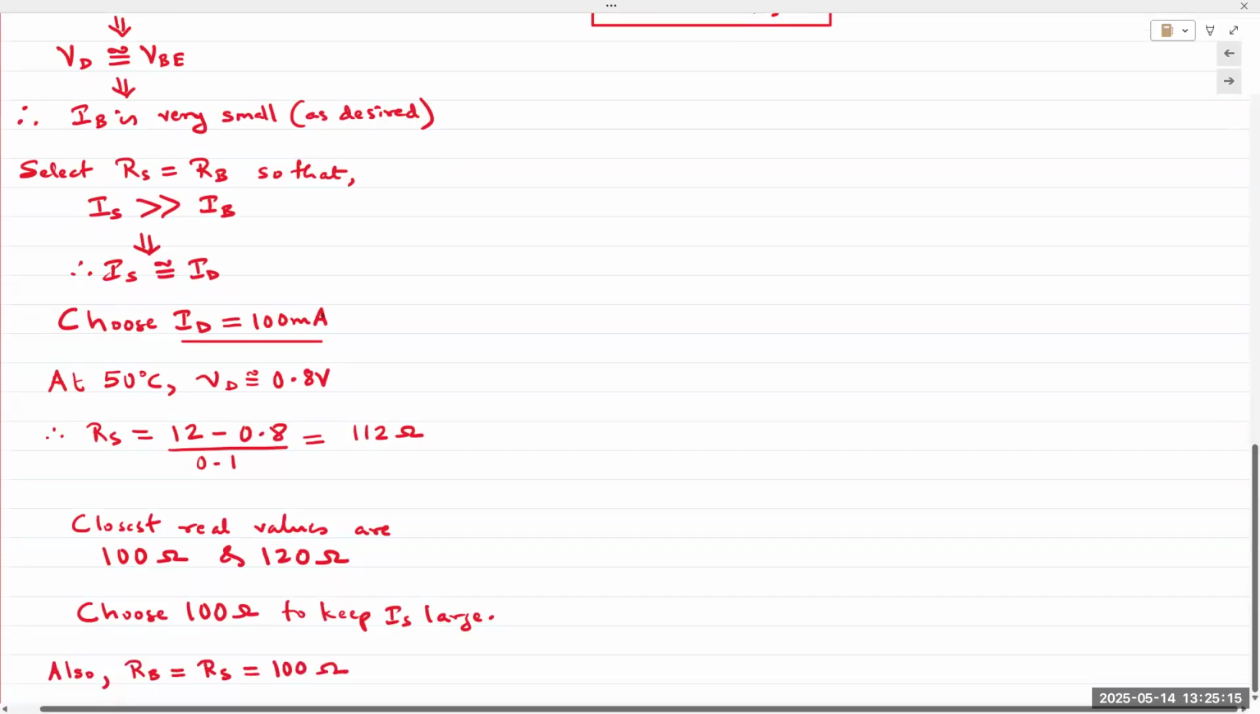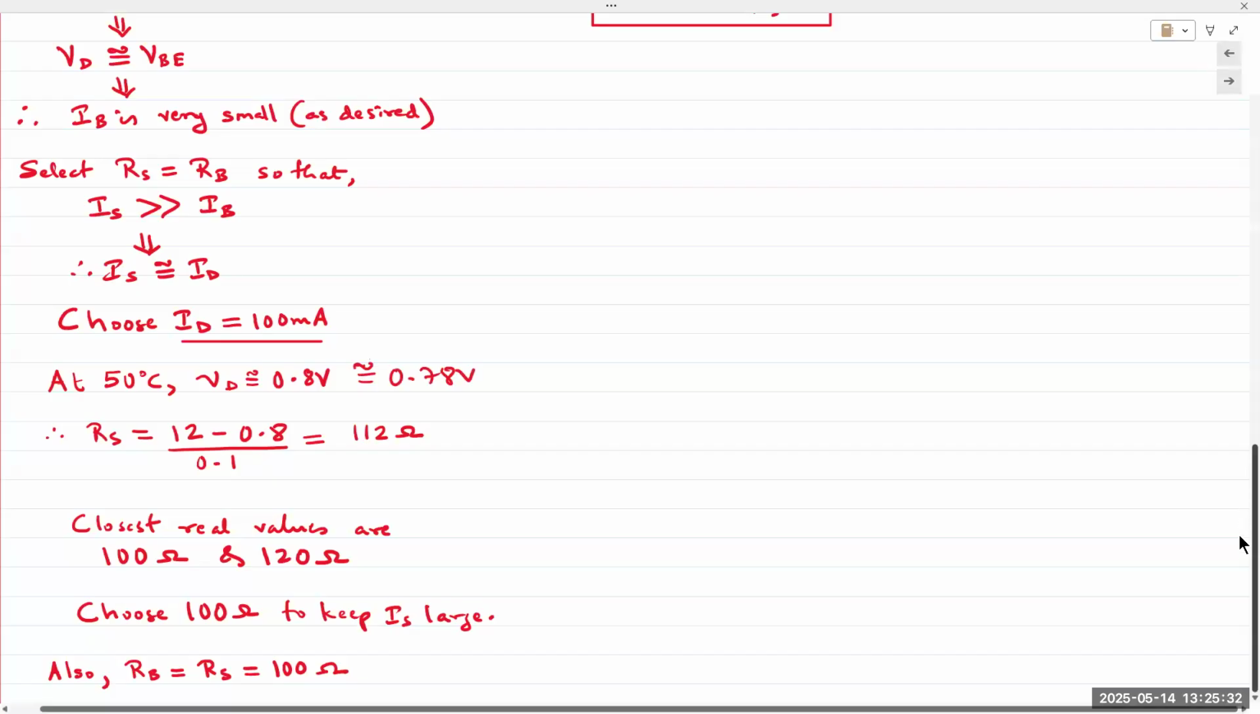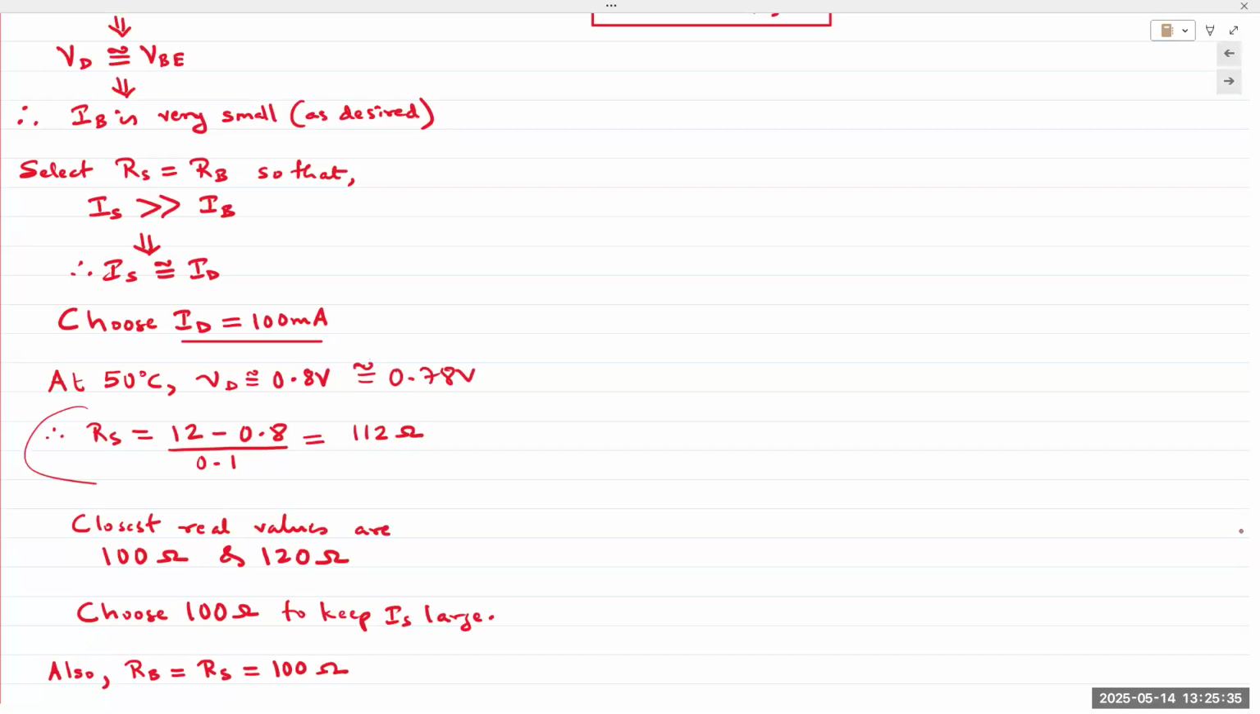So we begin by choosing ID as 100 milliamps. At 50 degrees C, VD is approximately 0.8, or 0.78. We are just choosing 0.8 for calculation convenience. And then I can calculate RS as VCC minus VD over IS, which is 100 milliamps. And so I calculate RS as equal to 112 ohms. Okay, 112 ohms.